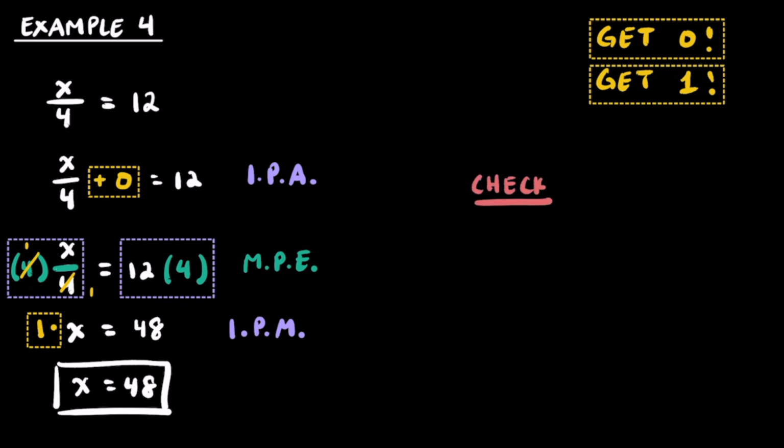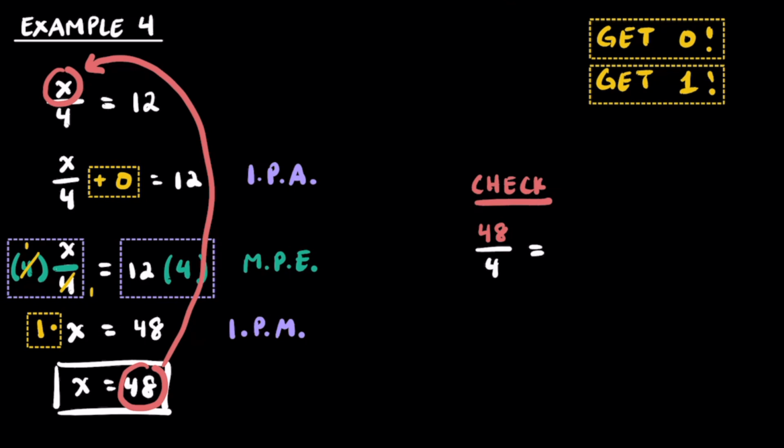We think that x does equal 48, so we should be able to take the solution of 48 and substitute it in for this x that we have in the original equation. If x does equal 48, then we should be able to say that 48 over 4 does in fact equal the 12 that's on the other side of the equal sign. 48 divided by 4 does equal 12 on the left side, and since 12 equals 12, we know that 48 was the correct solution for x.